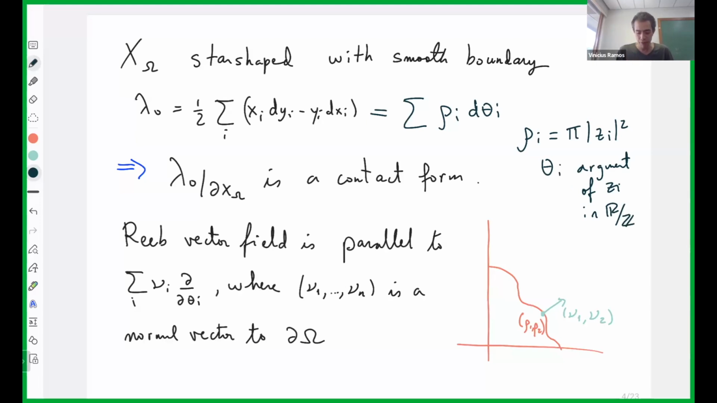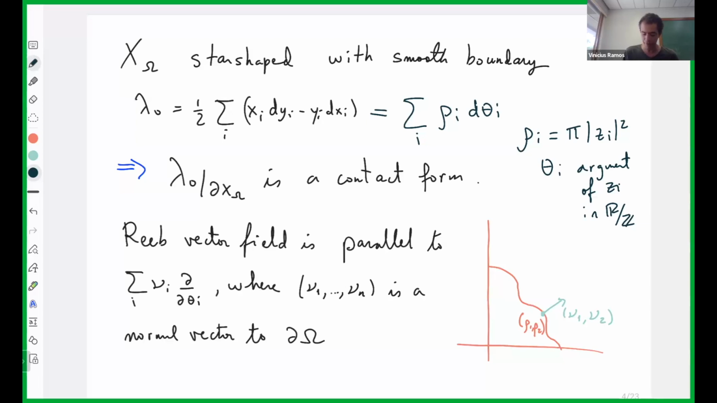So if we do this change of variables, then the contact form becomes very simple. And then it's easy to see that as long as the domain is star-shaped with respect to the origin, then this lambda_0 restricted to the boundary is a contact form. And this is a very classical calculation. I mean, this was done maybe 20 years ago, or maybe even more. But it's still maybe interesting to remark that when you have this situation, then the Reeb vector field is parallel to something that has this expression.